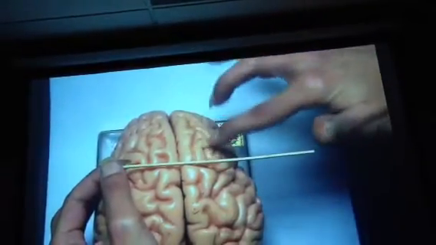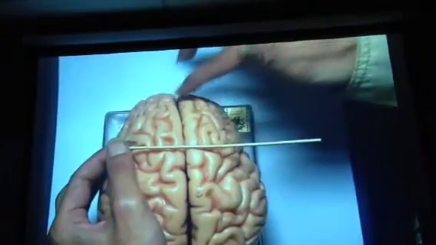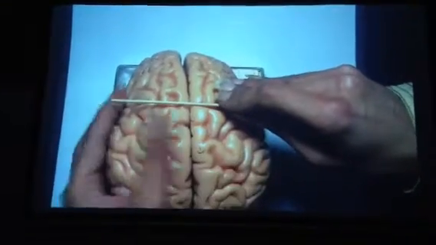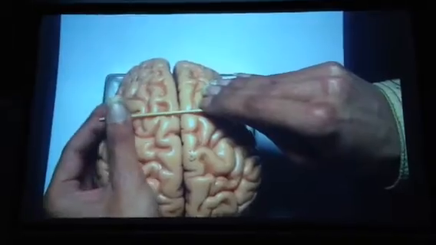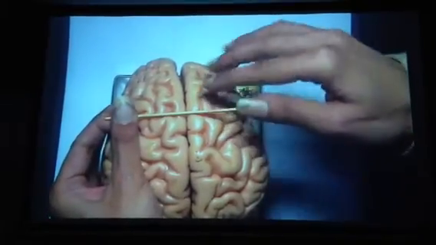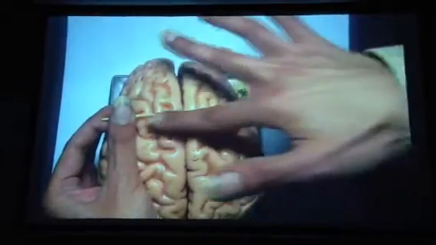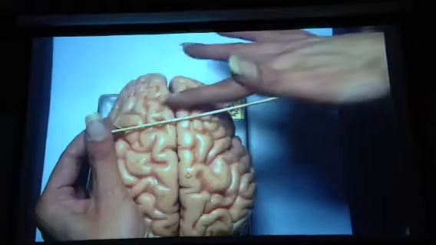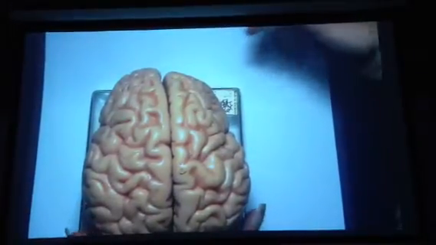Now do you see all of these elevations in the surface of the brain? Those are known as gyri, or a gyrus for singular, okay? So what the central sulcus also does is it separates the precentral gyrus from the postcentral gyrus. Precentral gyrus, postcentral gyrus. Does that make sense?